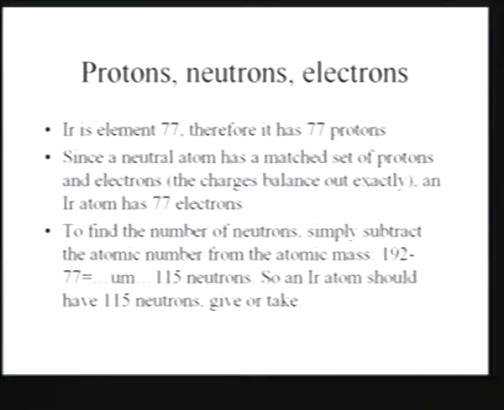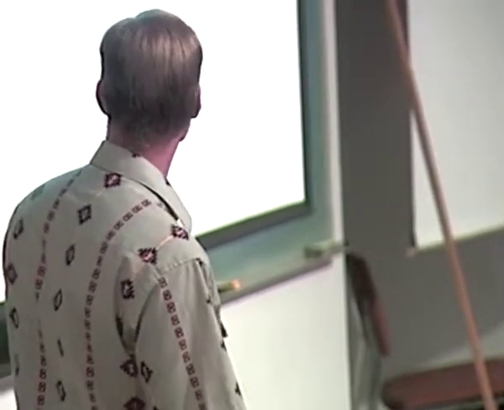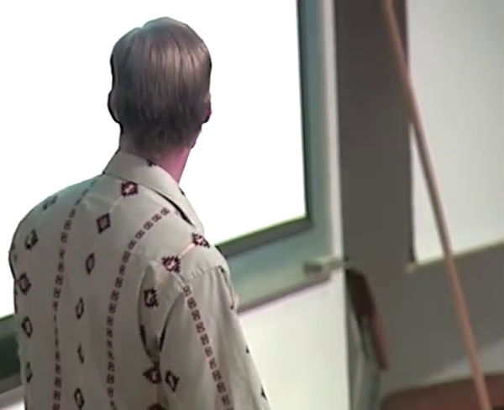Piece of cake. All right, how many neutrons? You subtract the atomic number from the atomic mass. Right? If atomic mass is number of neutrons plus protons, subtract the number of protons, you're left with the number of neutrons. Simple algebra. All right, so 192 is the atomic mass. You subtract 77, that's 115.